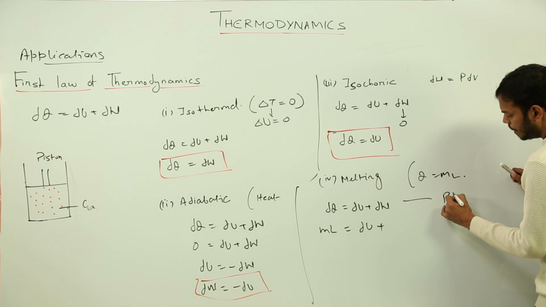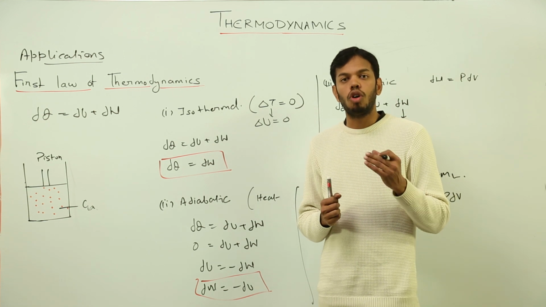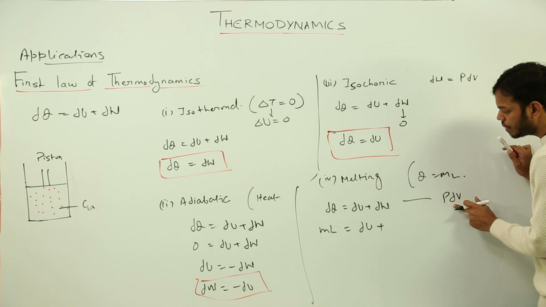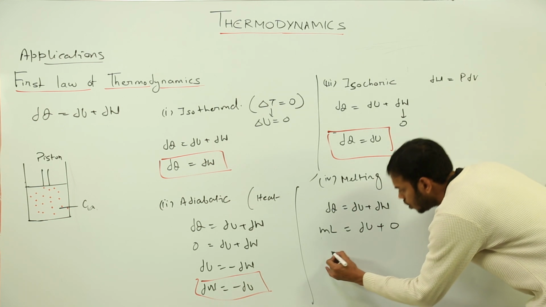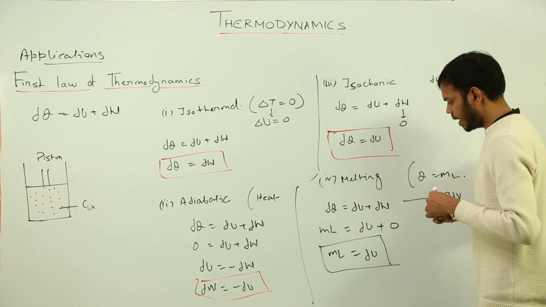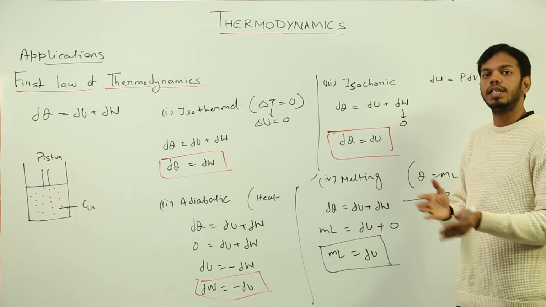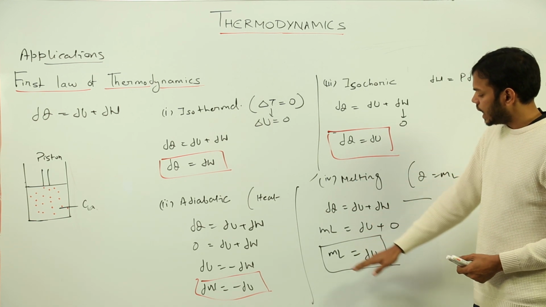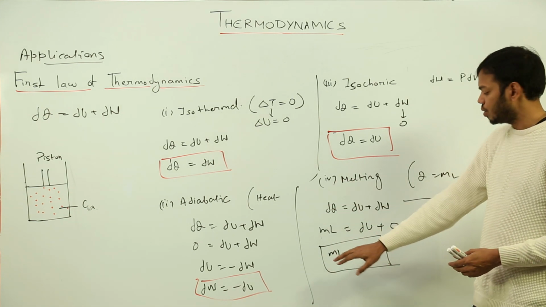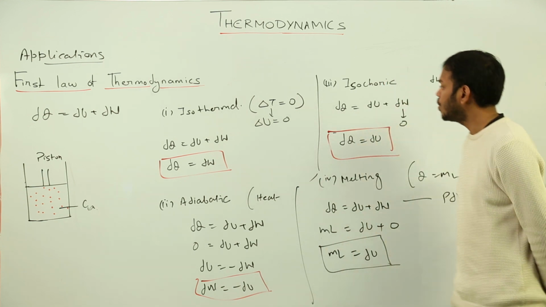Dw is again pdv. But when solid melts into liquid, there is very small change in its volume, or negligible change. So that makes dv to be 0. Hence, this comes out to be 0. So ml is equal to du. That means when a process takes place in such a way that solid turns into liquid, or melting process, the entire heat which is given to a system is used in internal energy only. This is how you apply first law of thermodynamics into various processes.